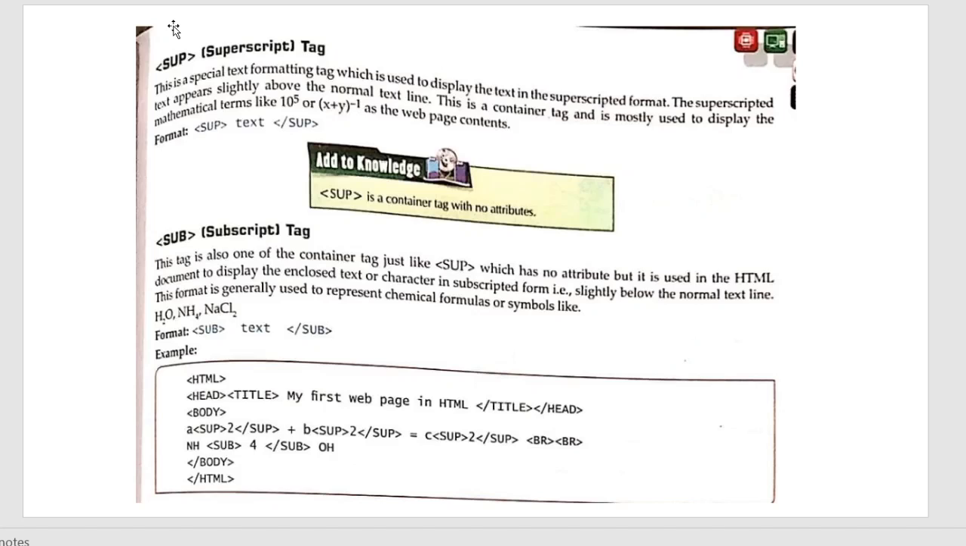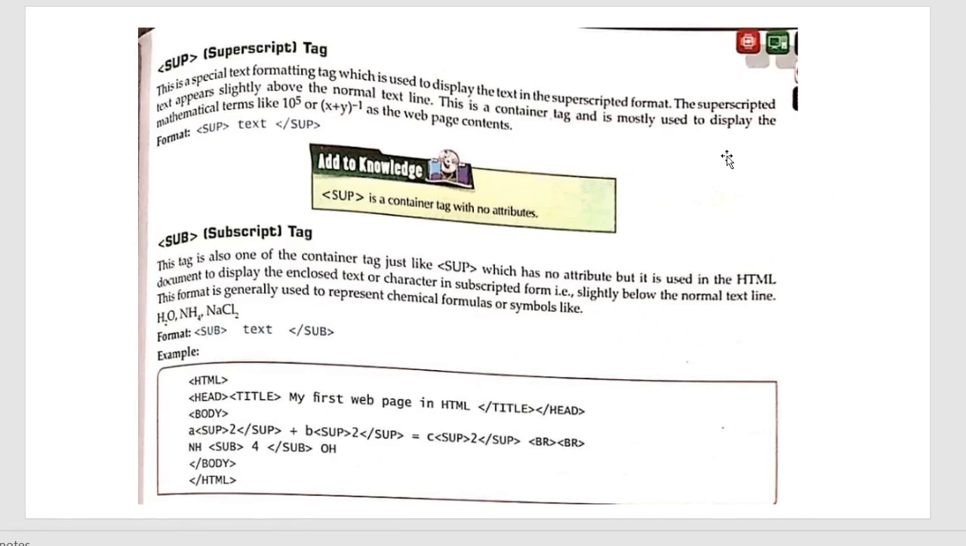For example, here you can see 10 raised to power 5, x plus y raised to power minus 1, and this is the use of your SUP tag. This is a special text formatting tag which is used to display the text in superscripted text formatting.